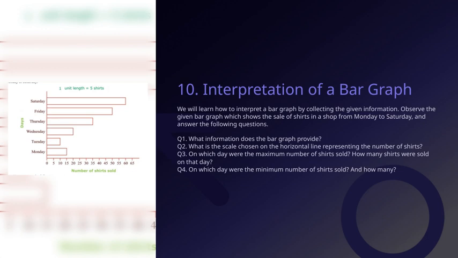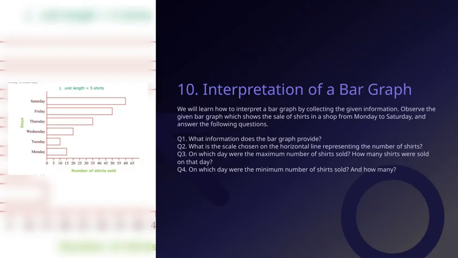Next, notice the scale on the horizontal line, which represents the number of shirts sold. This scale is crucial because it helps us determine the actual quantities from the height of each bar. Usually, the scale will be marked in consistent units, like 10, 20, 30 shirts, and so on. Now, let's find out on which day the shop sold the maximum number of shirts. Look at the tallest bar. That will tell us the busiest day. From the graph, we can see that the maximum sales occurred on, say, Saturday, with, for example, 50 shirts sold.